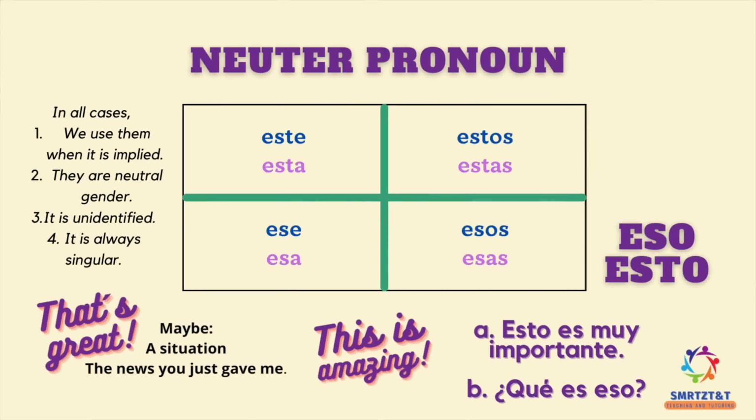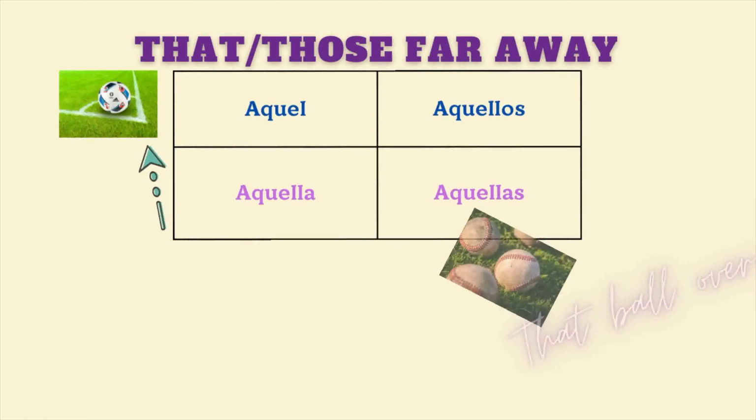The neuter pronoun. In all cases, we use them when it is implied. They are neutral gender. It is unidentified. It is always singular. That's great. Maybe a situation, the news you just gave me. This is amazing. Esto es importante. ¿Qué es eso? In that case, we're going to be using eso or esto when you don't know what you're talking about. They are always in singular. We don't know what gender they have.